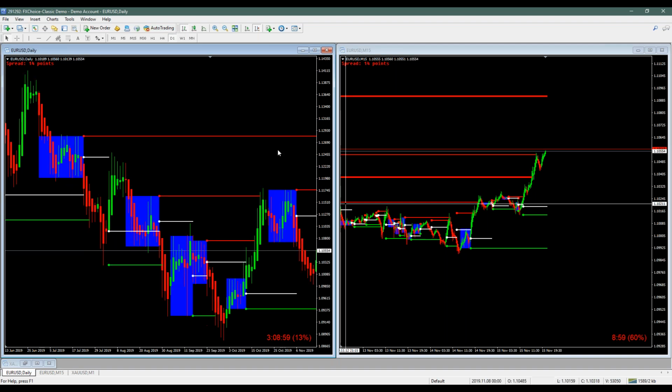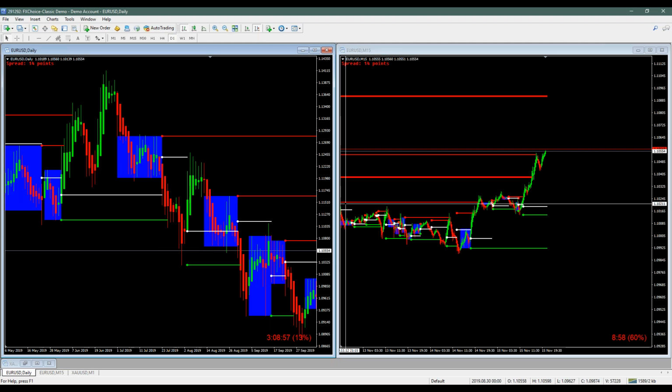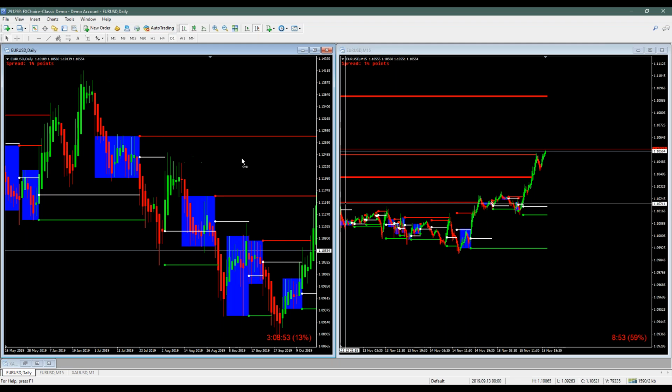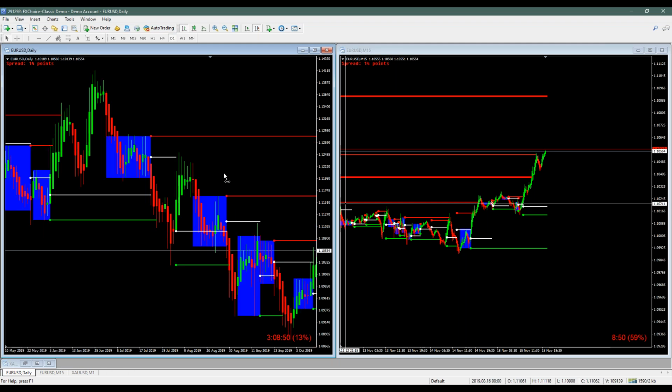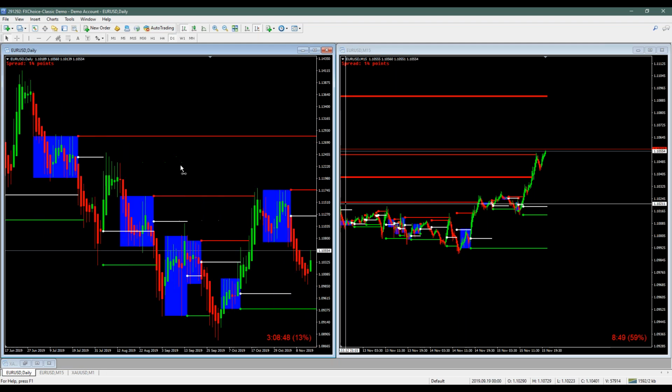Euro dollar doesn't move like it used to back in like 2011, 2012. There were some pretty crazy things happening with Greece and all that. Those were fun days. But Euro USD is kind of settled since then.